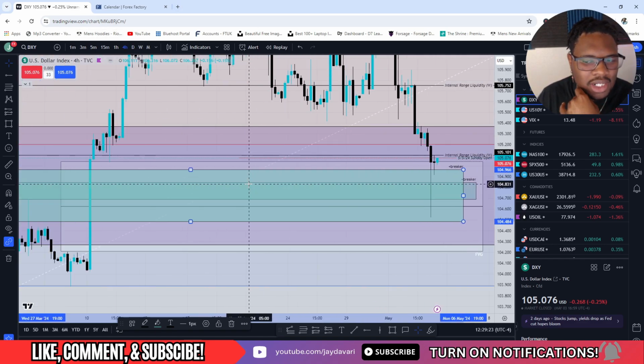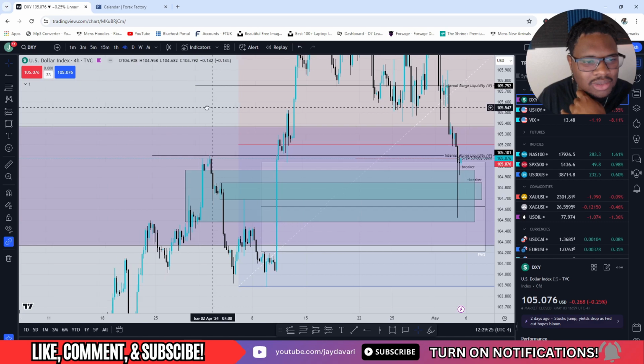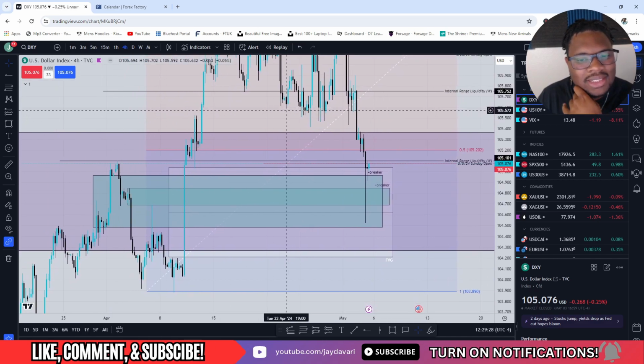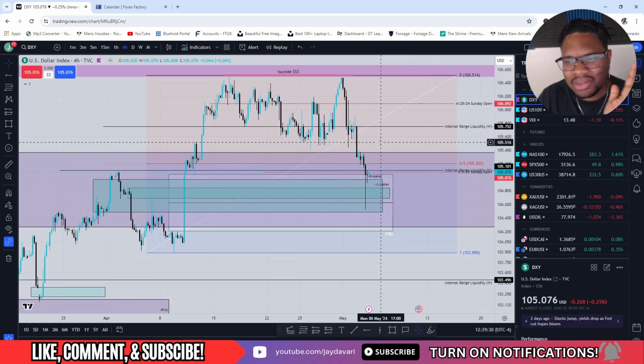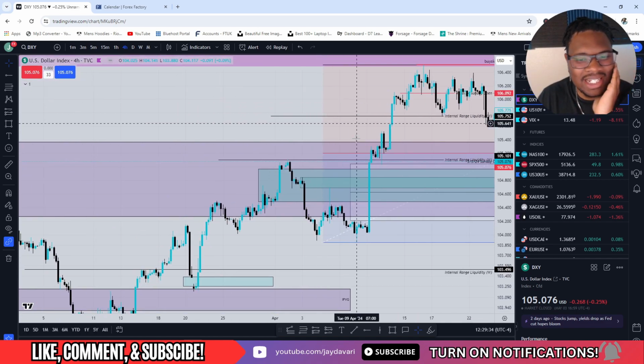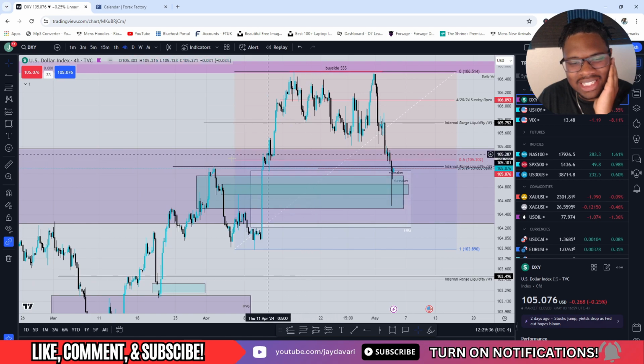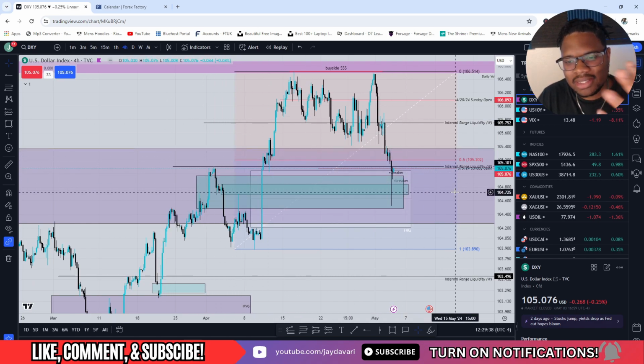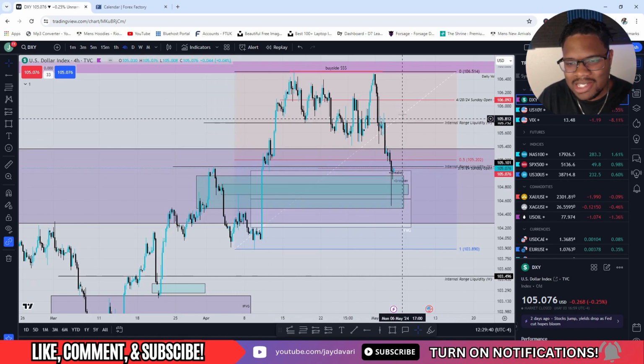I go down to the 4 hour. I'm not going to go any lower than the 4 hour because I'm not trading this. I see that I have enough confluences on the daily and the 4 hour time frame to align with my bias of, okay, I want to see higher prices.